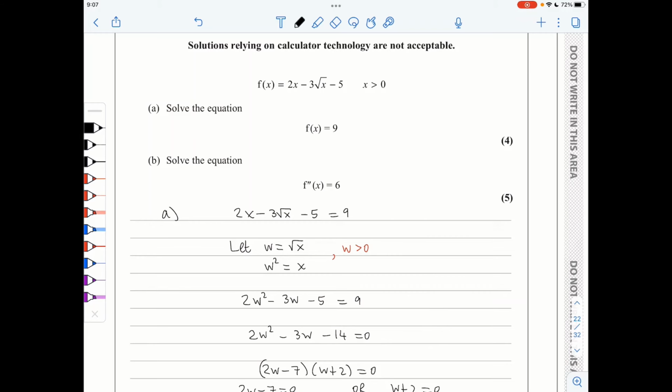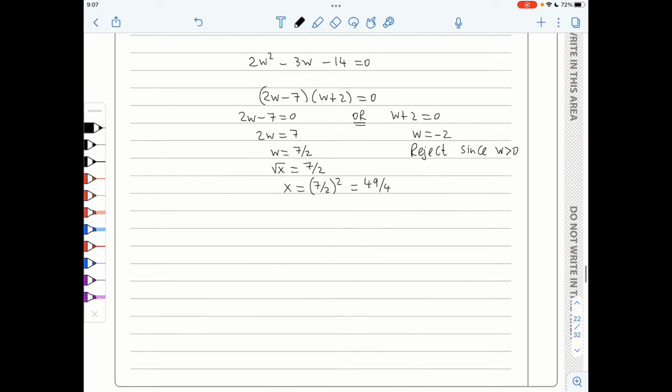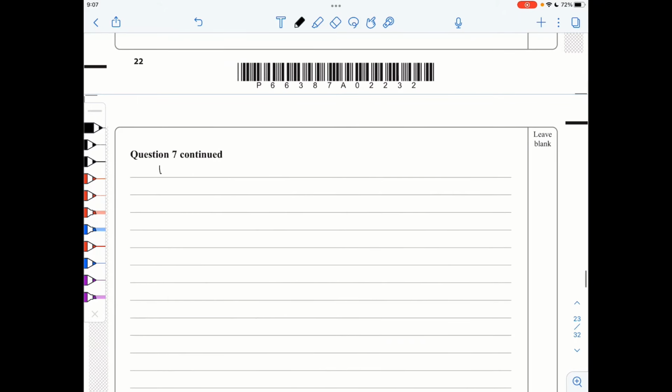Part B, we need to solve the equation f double dash of x is 6. I will actually start by writing f of x in a form that allows me to do the differentiation. It's 2x minus 3x to the half minus 5. f dash of x is 2 minus 3 over 2 x to the minus a half, and f double dash of x is 3 over 4 x to the minus 3 over 2.